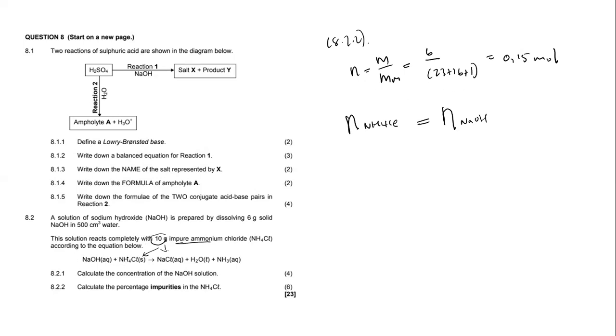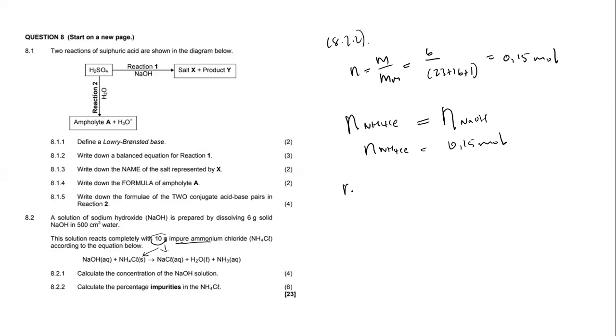But because I have 1 to 1, I can just say that this calculated number of moles is going to be the same as this number of moles. You understand? So that means the number of moles of NH4Cl will also be 0.15 moles. Now, let us determine the reacted mass, the pure reacted mass of NH4Cl.